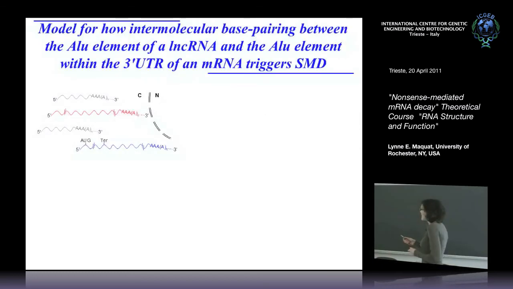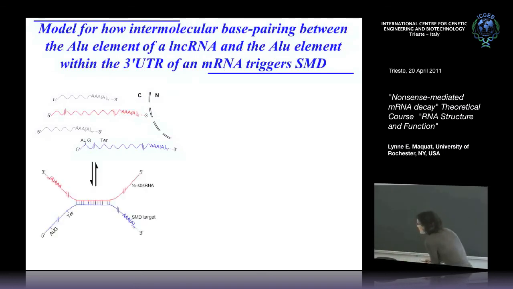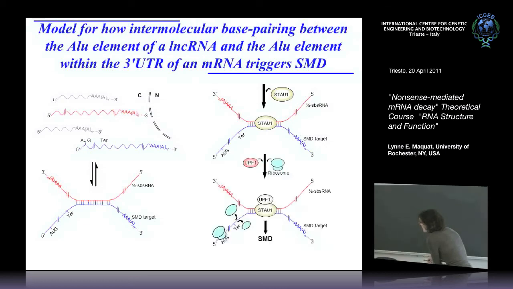Here's the model. In the cytoplasm, there are mRNAs and long non-coding RNAs that base pair with each other. We call this long non-coding RNA a half SBS for Stauffen binding site. And that double-stranded region binds Stauffen 1, and we know Stauffen actually stabilizes the duplex. And then when translation terminates normally, upstream of the Stauffen binding site, UPF1 associating with Stauffen triggers SMD.